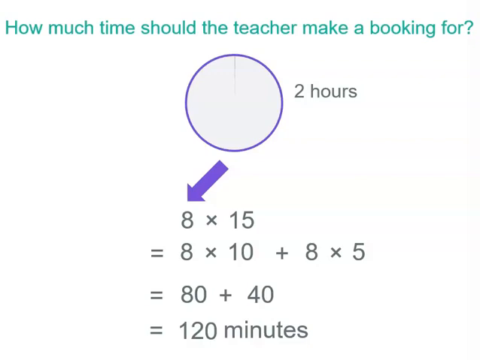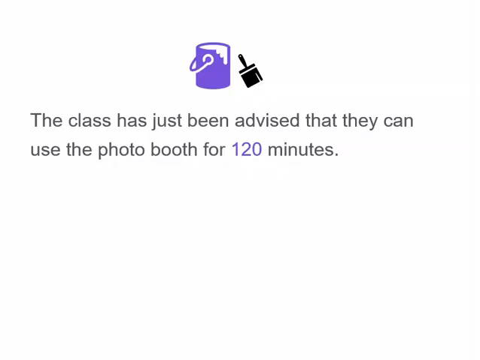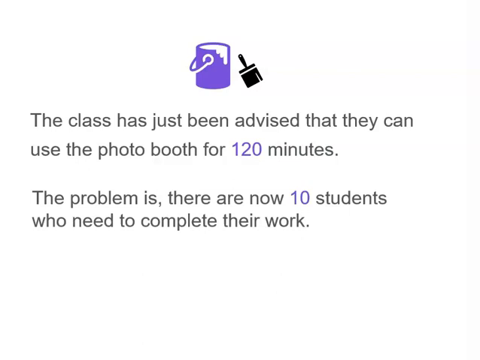from other things. Now, what if the problem was turned around and multiplication wasn't used? The class have just been advised that they can use the photo booth for 120 minutes, which is what they wanted. But the problem is there are now 10 students who need to complete their work. How much time can they each have? They may not get that 15 minutes now.